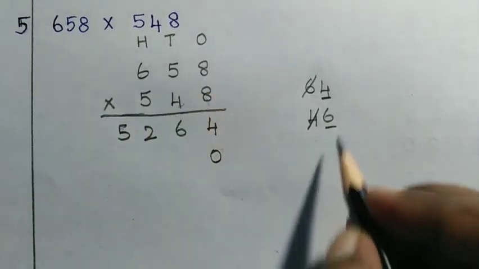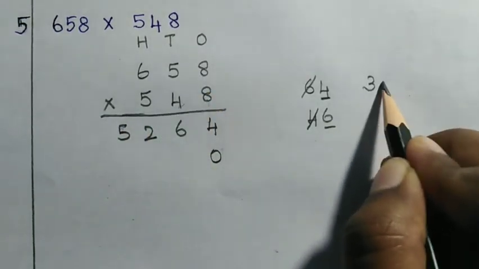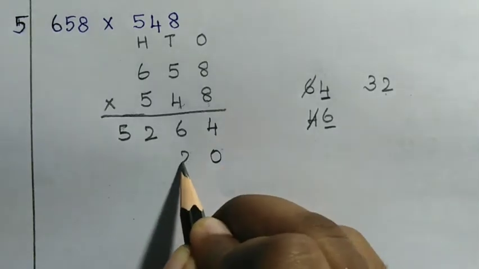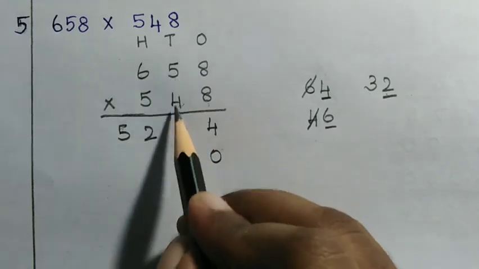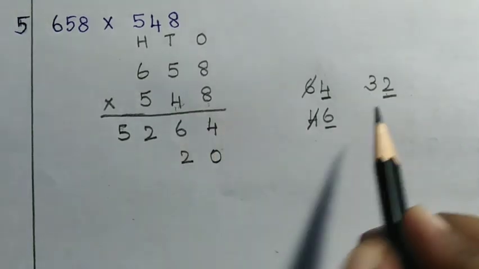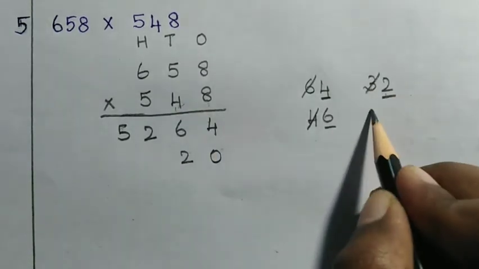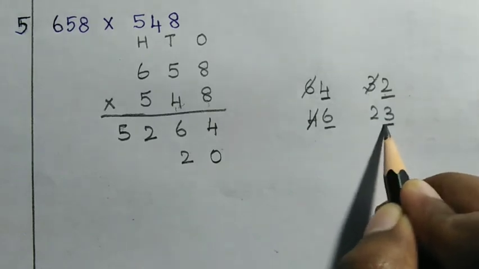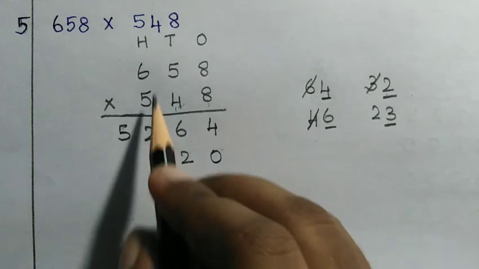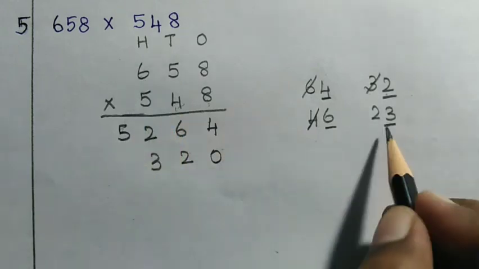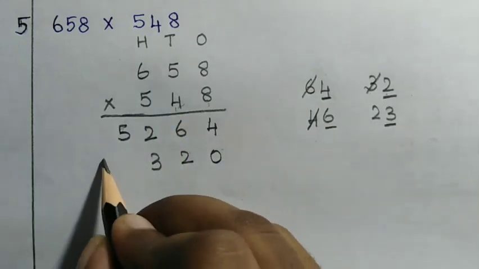8 4s are 32. 2 will be written over here and 3 is the carryover. 5 4s are 20. 20 plus 3, 23. So 3 will be written over here and 2 is the carryover. 6 4s are 24. 24 plus 2, 26.